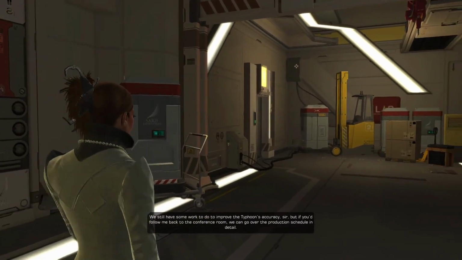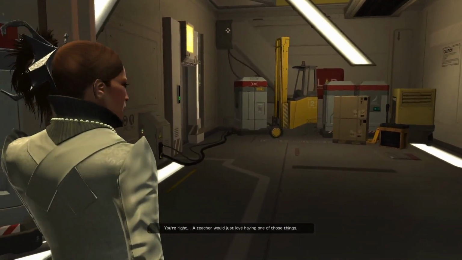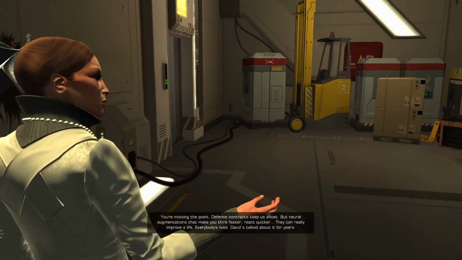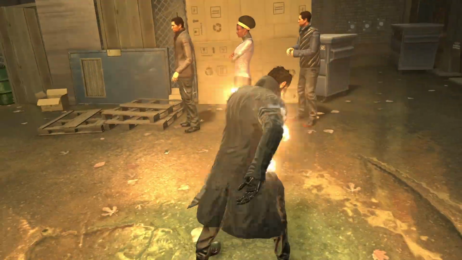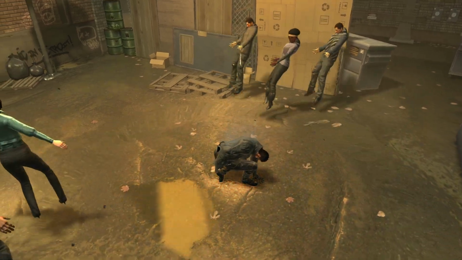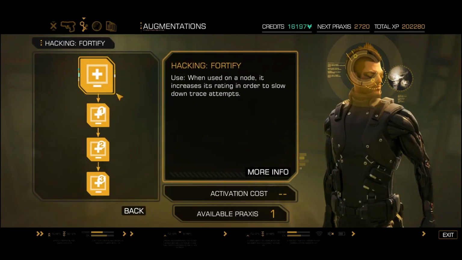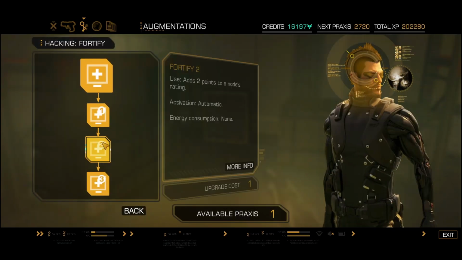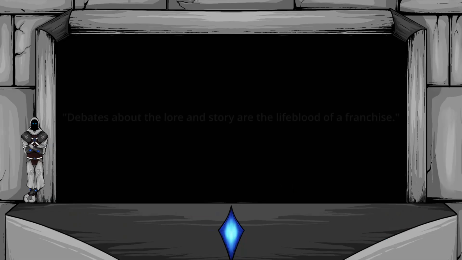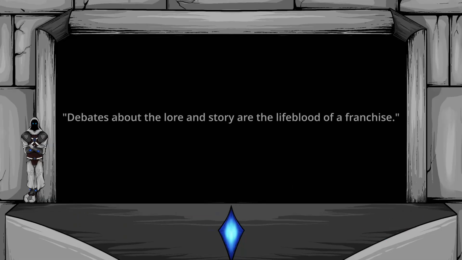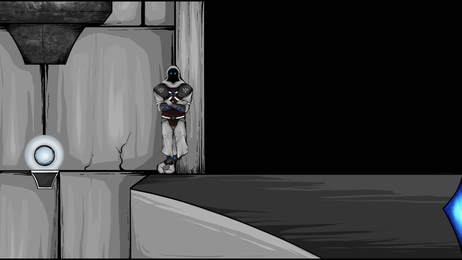This means whenever there is a discussion regarding augmentations, Deus Ex's defining plot element, you are far more invested because they are a part of your character and you already use them during the course of the story. By their very nature, augmentations are highly divisive, so debates among fans on whether to use them or not are guaranteed. And as we like to say at the temple, debates about the lore and story are the lifeblood of a franchise.